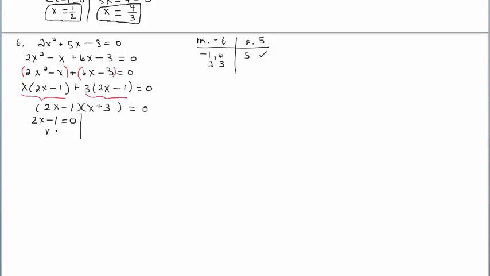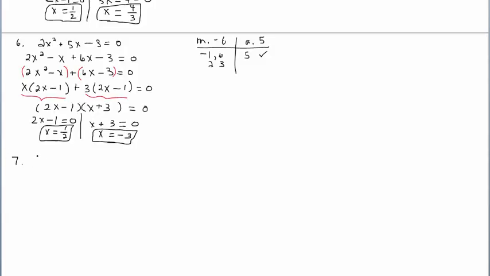Add 1, divide by 2, so x is 1/2. And I have checked it. It's a good solution. Check the -3, it's a good solution.